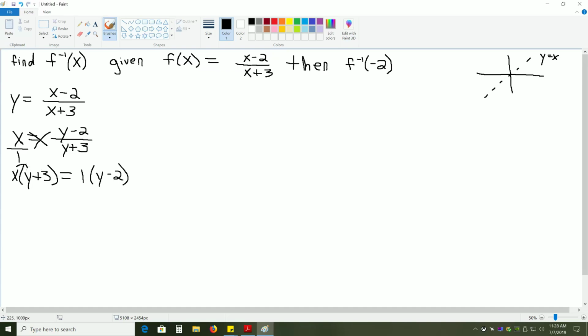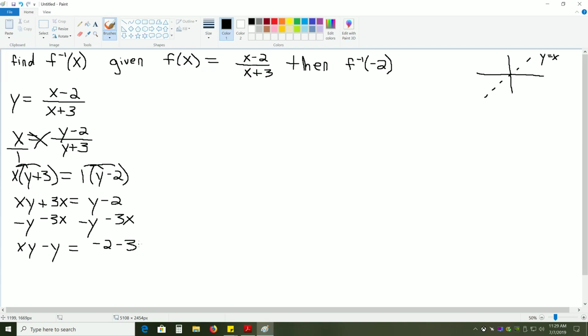And now if we start simplifying this by distributing the x and distributing the 1, we'll get xy plus 3x equals y minus 2. And from here, the idea is to get 1y. In order to get 1y, our first step should be to get our y's alone. So we're going to move them both to one side of the equation. We'll do that by subtracting y from each side of the equation, and then moving this 3x to the other side so that they're alone. So we're going to subtract the y's and then subtract 3x from each side, leaving us with xy minus y equals negative 2 minus 3x.